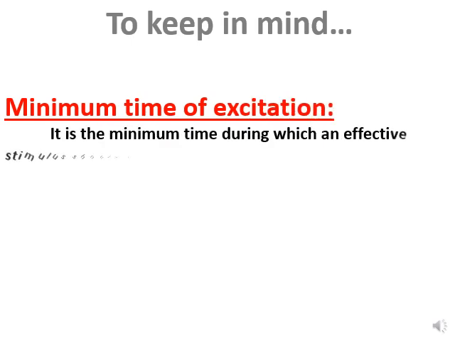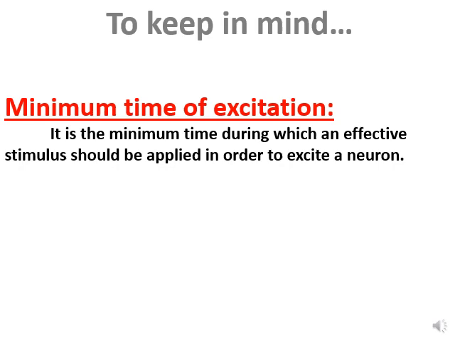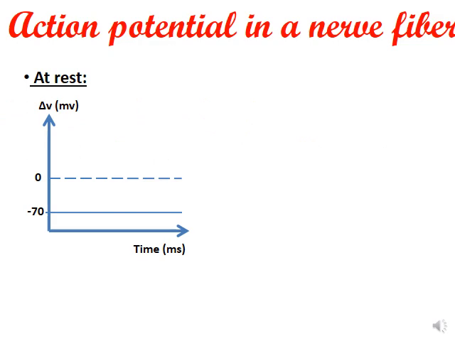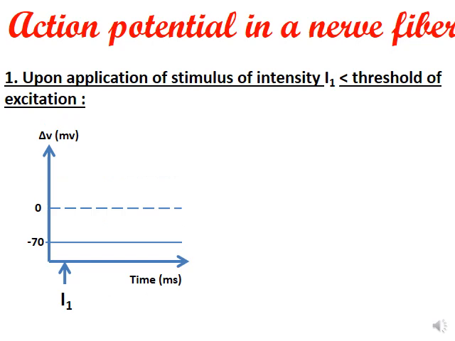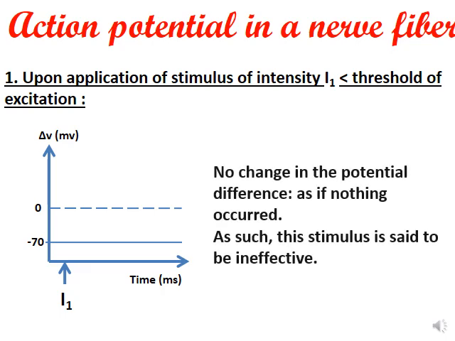Also, to keep in mind, you have to know the minimum time of excitation. Minimum time is the minimum time during which an effective stimulus should be applied in order to excite a neuron. So at rest, the resting potential, as we said before, is equal to minus 70 millivolt. Upon application of intensity I1, which is less than the threshold, less than the minimum value to cause an action potential, there is no change in the potential difference as nothing occurred. So this stimulus is said to be an ineffective one, because it doesn't cause the appearance of the action potential.